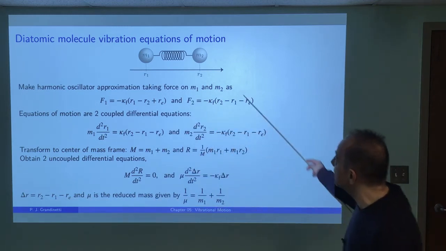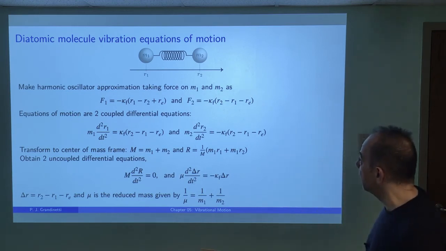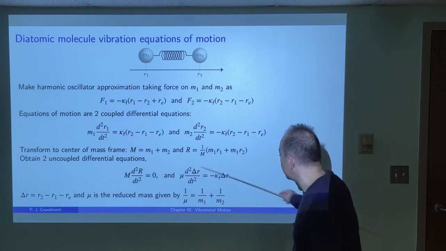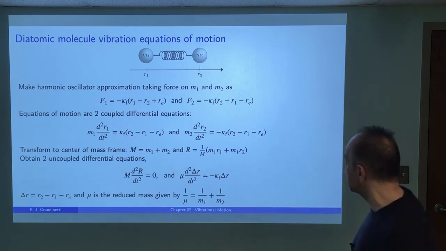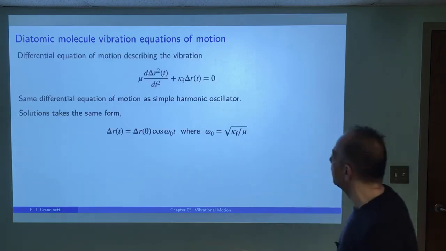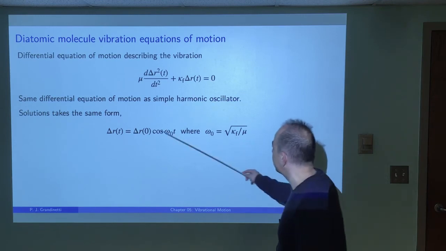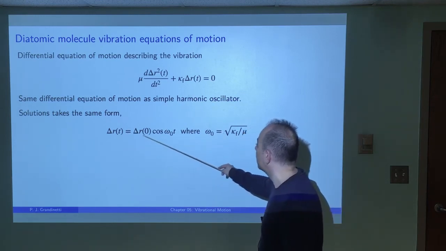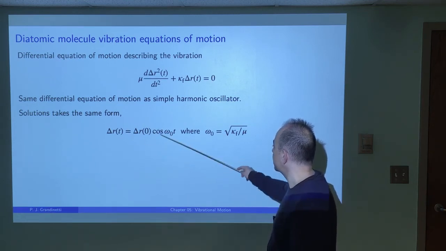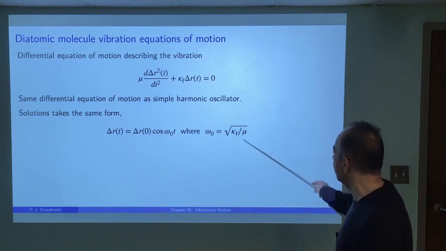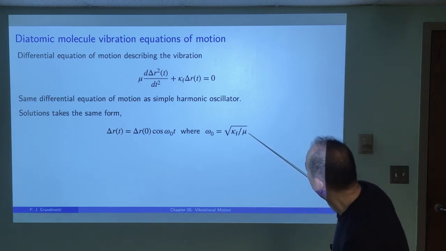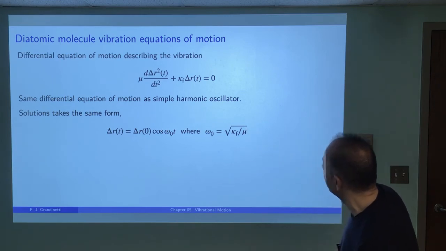Okay, so now we've taken this problem, the diatomic molecule, with its two coupled differential equations, and we've gotten ourselves down to a simple harmonic oscillator differential equation to solve. So let's look at this equation here. We know the solution. It's going to look like what we had before: delta r is equal to delta r naught, the initial displacement, times cosine omega naught t, where omega naught is the oscillating frequency. It's the square root of k_f over the reduced mass this time.